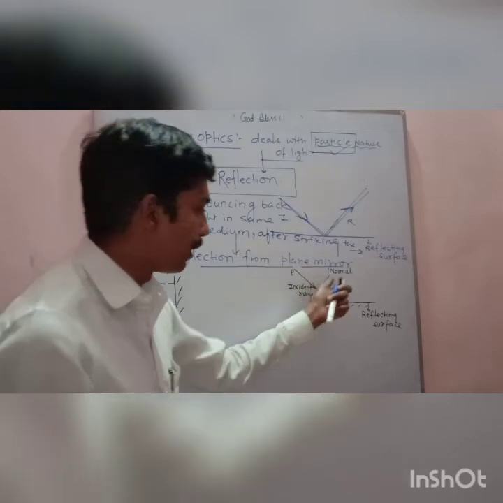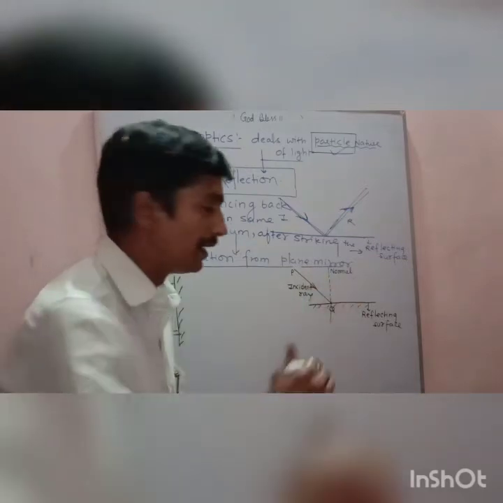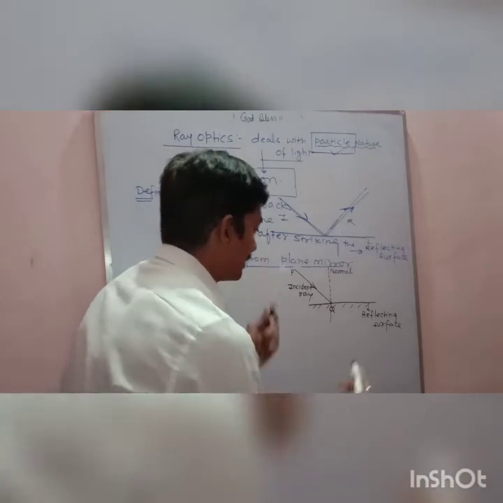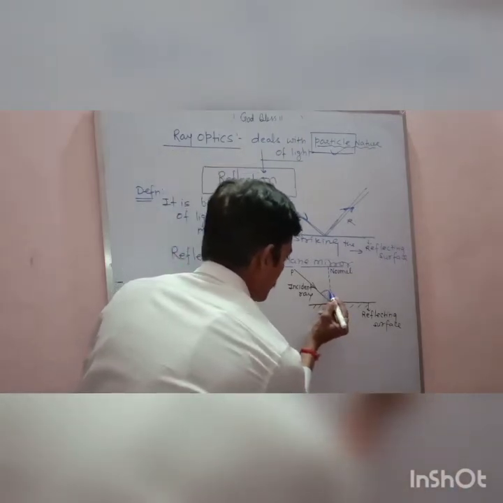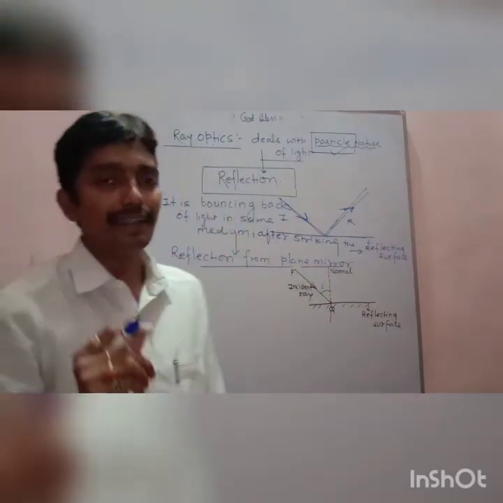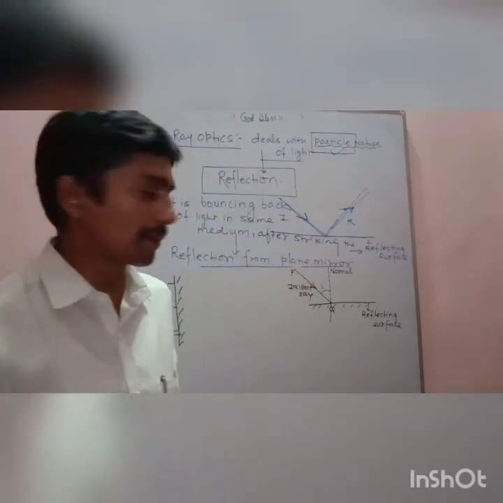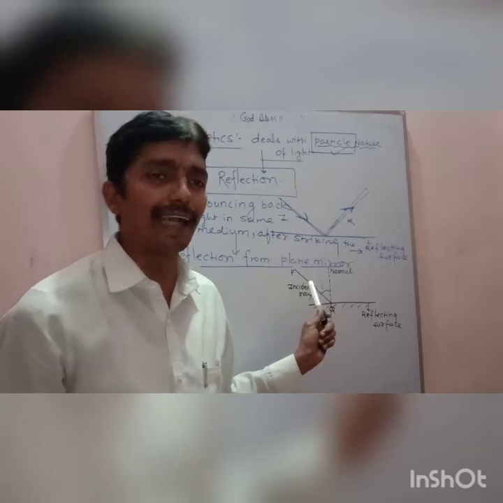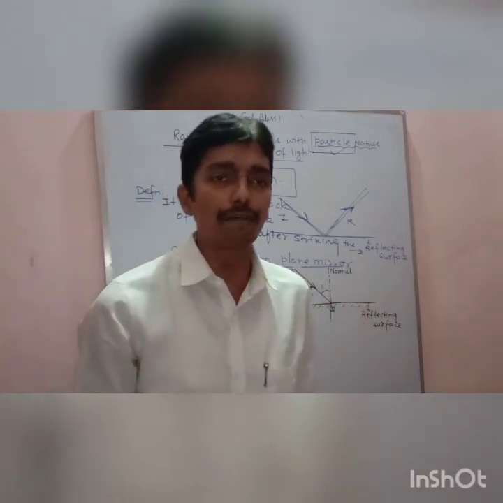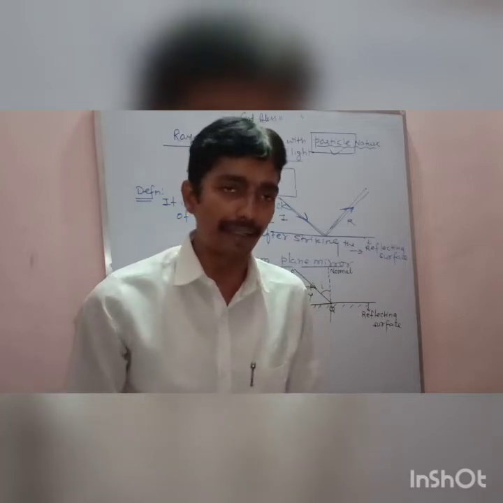So here I have drawn the normal by drawing perpendicular, and now I can write here, this is the angle of incidence, denoted by I, angle I. So what is the angle of incidence? You know from class 6-7 that it is the angle between the incident ray and the normal. So the angle of incidence, in class 10th you have studied this.